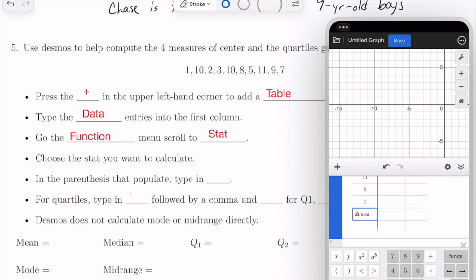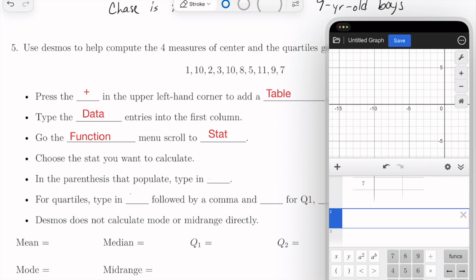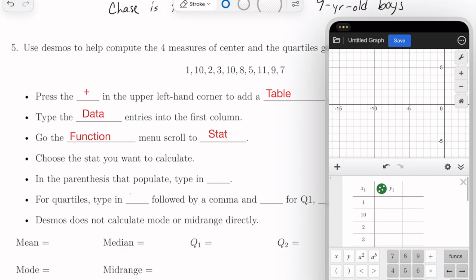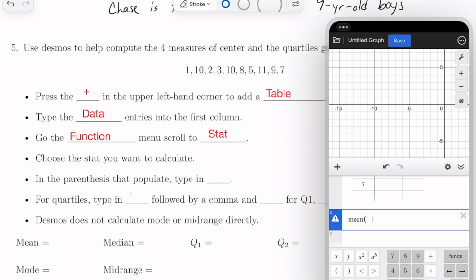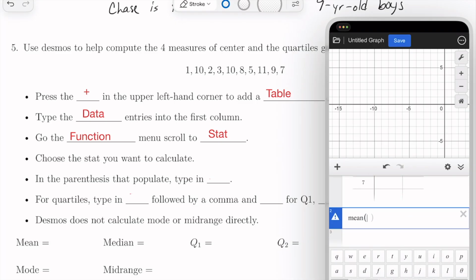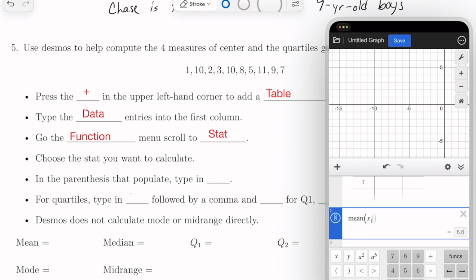You know what I forgot to do? I always forget to do this the first time. I actually need to go to the next line, because otherwise it's going to try to put the mean in that dot. So I go down to the next line. Now I go to function, go to mean, and you'll notice it's asking what I'm taking the mean of. I wanted to do that whole list above. If we look up here, you can see that this list is named X1. I want to find the mean of X1, so I will type in X1. This has now found the mean of that list, and it's just 6.6.